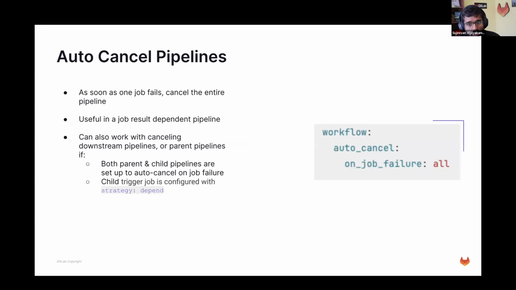You can also configure so-called workflow rules as well. One thing is the auto cancel pipeline. As soon as one job fails, it cancels the whole pipeline. This is especially useful if you have results which depend on other parts of the pipeline, and will save some time, because if something fails, then you can just configure it to auto cancel the whole pipeline.